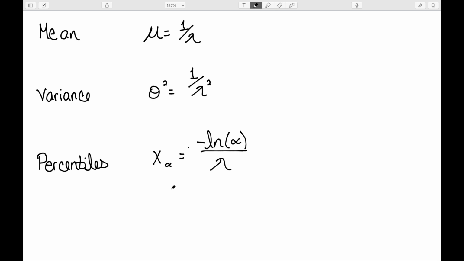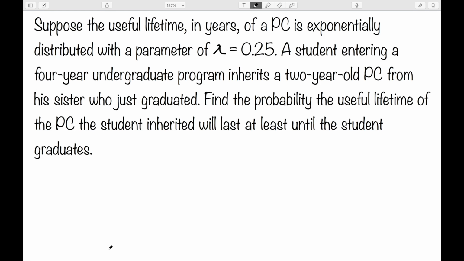So now let's look at an example of the exponential distribution. Let's suppose the useful lifetime, in years, of a PC is exponentially distributed with a parameter of lambda equal to 0.25. A student entering a 4-year undergraduate program inherits a 2-year-old PC from his sister who just graduated. We want to find the probability that the useful lifetime of the PC the student inherited will last at least until the student graduates.